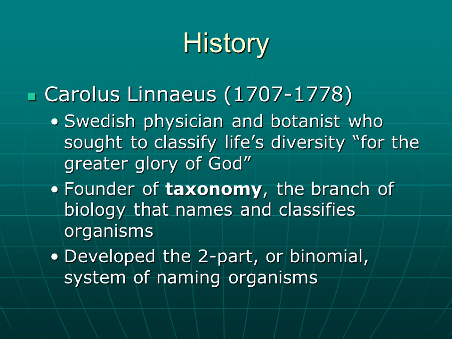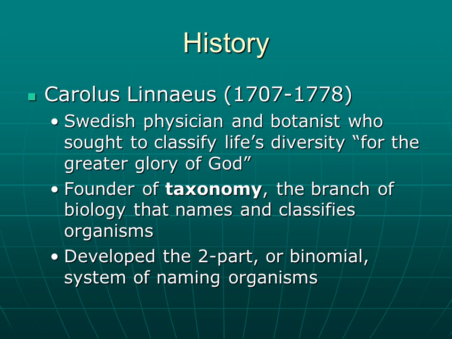The next individual we're going to talk about is Carolus Linnaeus. Linnaeus was a really cool scientist who developed the branch of biology known as taxonomy. Linnaeus was a Swedish physician and botanist who sought to classify all of the biodiversity we find in life for the greater glory of God. He liked to group animals, put them in certain classes or certain orders. He liked to categorize them. And he came up with this branch of biology called taxonomy, which we still deal with quite a bit today.